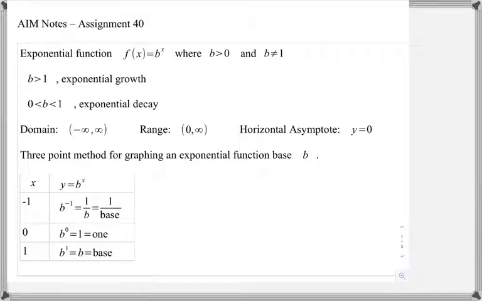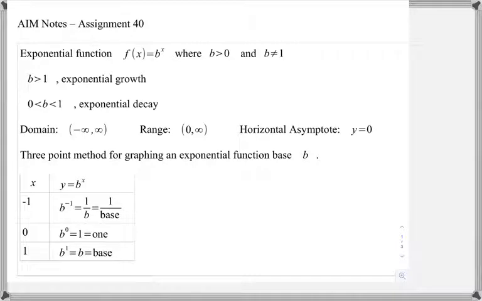B is going to be your base, where the base is greater than 0 and the base is not 1. If your base is greater than 1, we have what's called exponential growth. And if the base is between 0 and 1, then we have what's called exponential decay. The domain for an exponential will always be all real numbers.